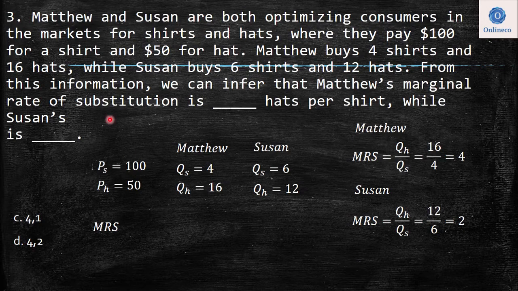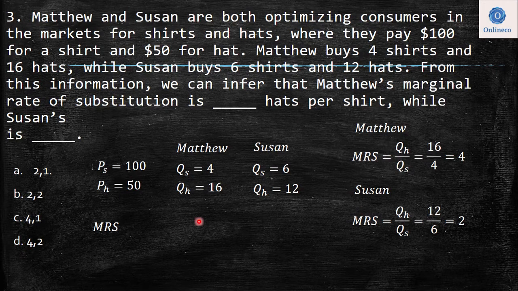Third, we have Matthew and Susan, both optimizing consumers in the markets for shirts and hats, where they pay 100 for a shirt and 550 for a hat. Matthew buys 4 shirts and 16 hats, while Susan buys 6 shirts and 12 hats. From this information, we can infer that Matthew's marginal rate of substitution is hats per shirt, while Susan's is. So those are the possible answers A, B, C, D.